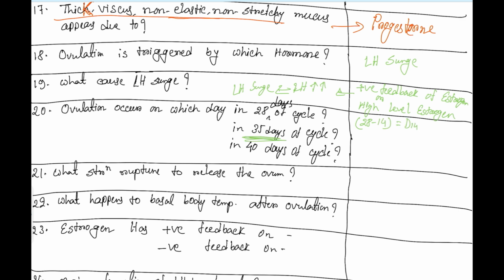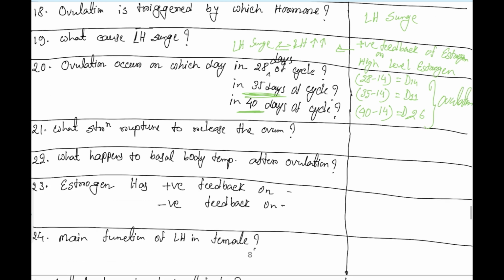If I ask you, if a woman is having a 35 day cycle, then ovulation occurs on which day? Your answer will be 35 minus 14. That means day 21. If I ask you, if a woman is having a 40 day cycle, when will ovulation occur? Your answer will be 40 minus 14, so day 26. Ovulation will occur on day 26. Like that you have to answer.